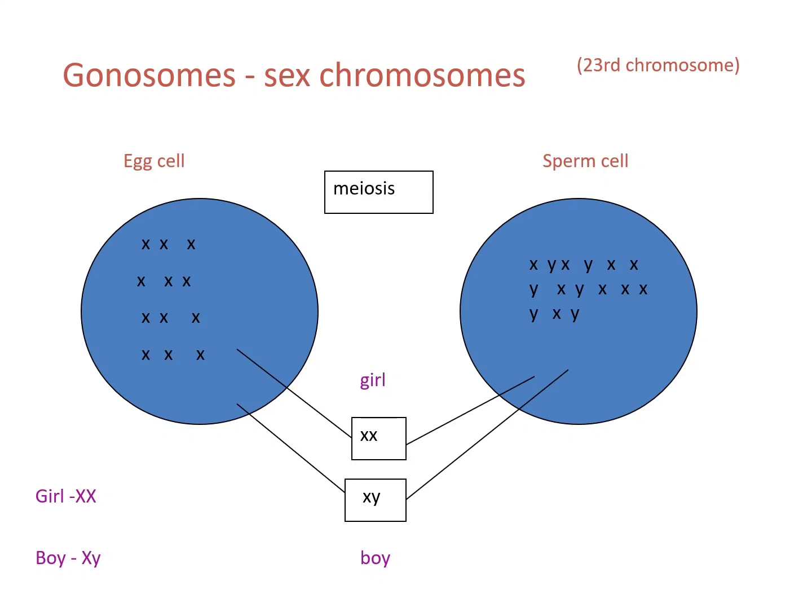If the pair combines an X chromosome from the mother and an X chromosome from the father, then it will produce a girl child because XX. If it is X from the mother and Y from the father, then it will produce a boy child. Okay? So, only the father can produce a boy child because the Y chromosome comes from him. So, remember, we have 23 pairs of chromosomes and the 23rd pair of chromosomes is responsible for the sex of the baby.